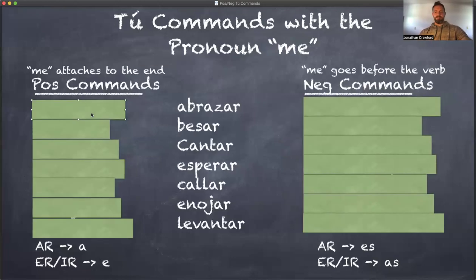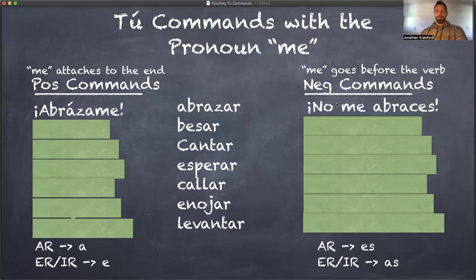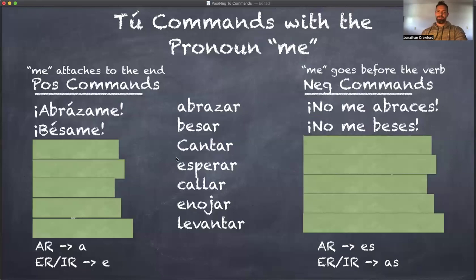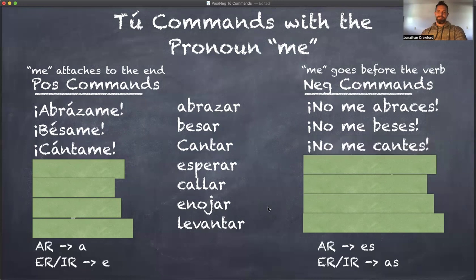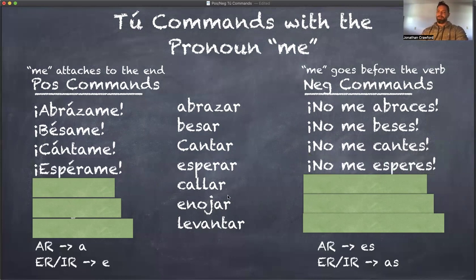Abrazar means to hug. So how do I say hug me? Abrázame. Don't hug me. No me abraces. Besar, to kiss, would be bésame or no me beses. Cantar, to sing, so I would say cántame or no me cantes. Esperar, to wait, wait for me, would be espérame, or don't wait for me, no me esperes.